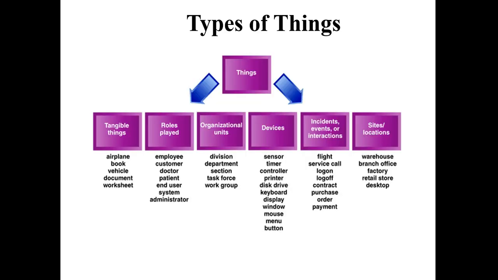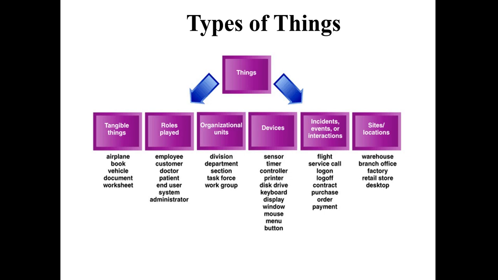Data entities: an entity is a thing the user needs to know or record something about. Types of things may be tangible things: airplane, book, vehicle, document, worksheet. Roles played may be employee, customer, doctor, patient, end user, system, administrator. Organizational units: division, department, section, task force, work group.